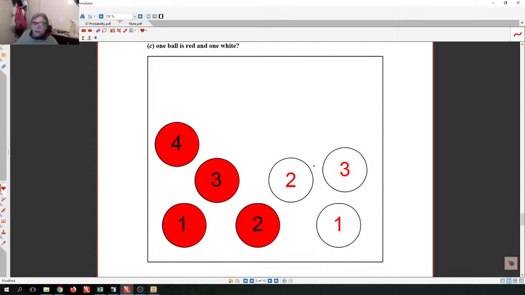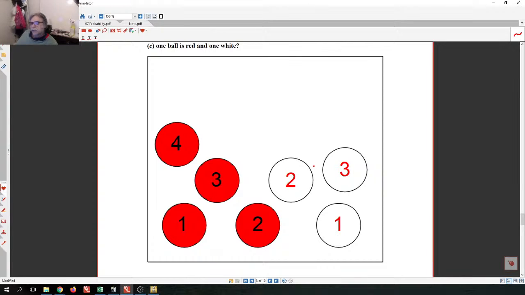3 of them are white. Okay, if I draw 2 balls out of the hat, what is the chance that I'm going to get both of them red? That's the first question. What is the chance that I'm going to have both of them white? The second question. And the third question is, what's the chance one of them is going to be red and one of them is going to be white?